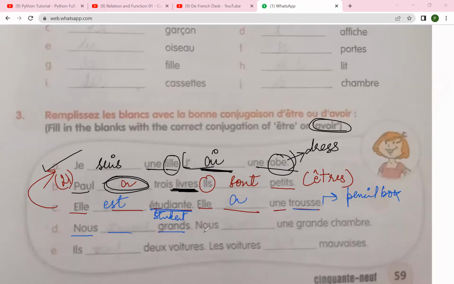Nous dash grand. Nous dash une grande chambre. Obviously, in the second sentence, nous dash une grande chambre. So no one would say we are a big room. So we have a big room is the correct sentence. So you'll write avoir here. So nous avons une grande chambre. Nous dash grand. So we are tall and we have a big room. Okay. Nous sommes.